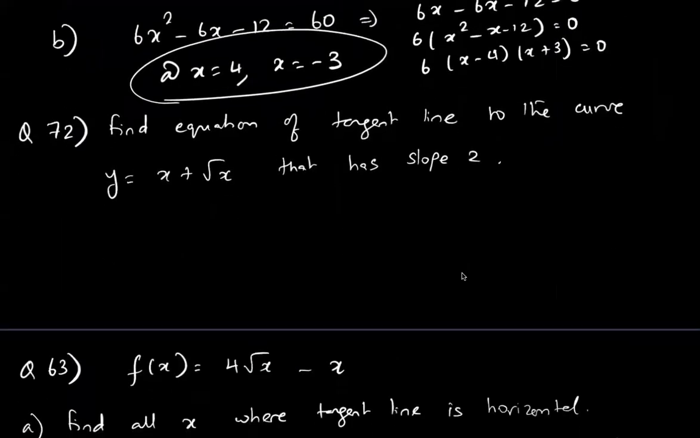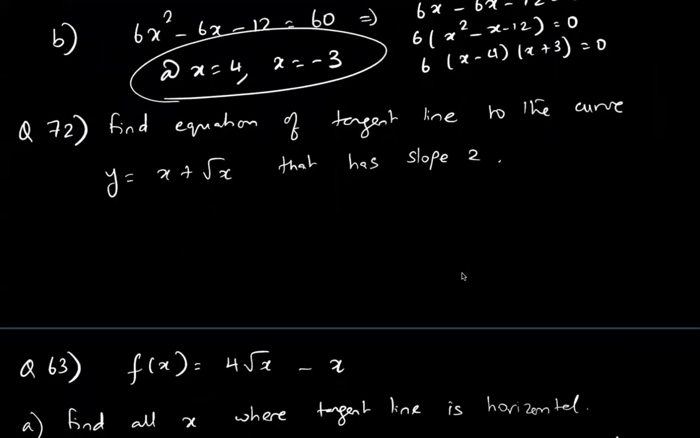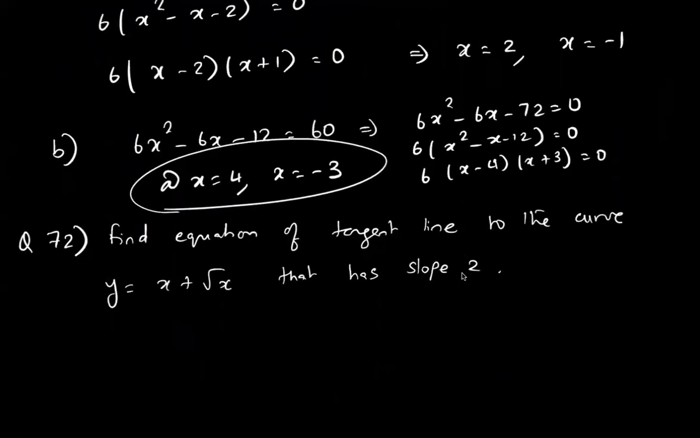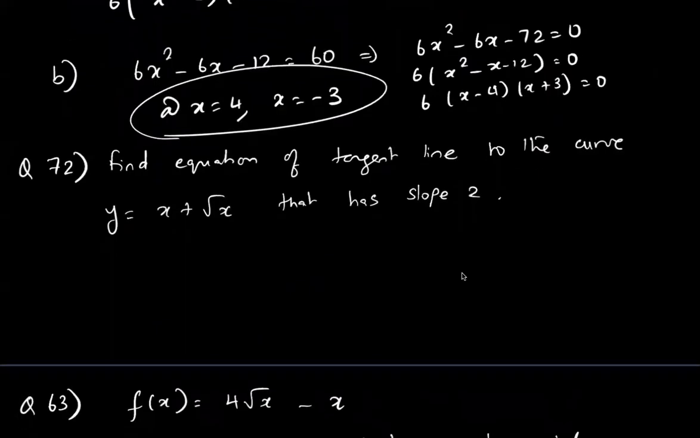Now 72. Wait, why is question 72 here? For some reason, 72 is before 63. That's okay. Let's do 72. The question is asking you to find the equation of the tangent line to the curve y equals x plus square root of x that has a slope of 2. So y prime is 1 plus 1 over 2 root x.